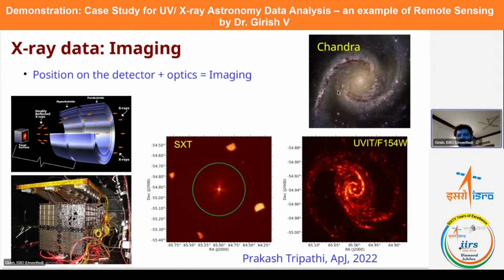Just to give a comparison, on the top is from Chandra. This is an X-ray image; compare that with a UVIT image. An X-ray image can also have very good precision, but you have to spend a lot of effort to make X-ray optics. So we are going for similar ones which can be easily made on the ground, which serves our purpose.